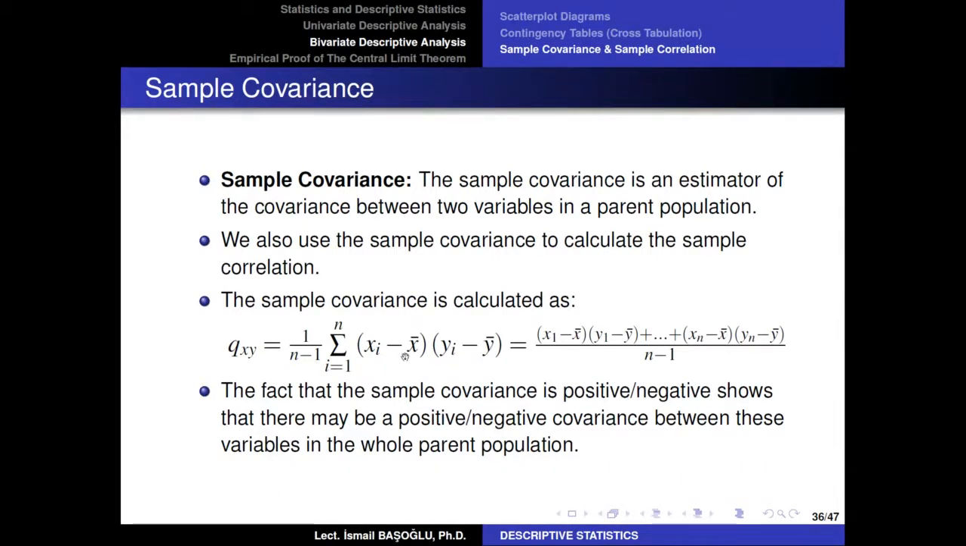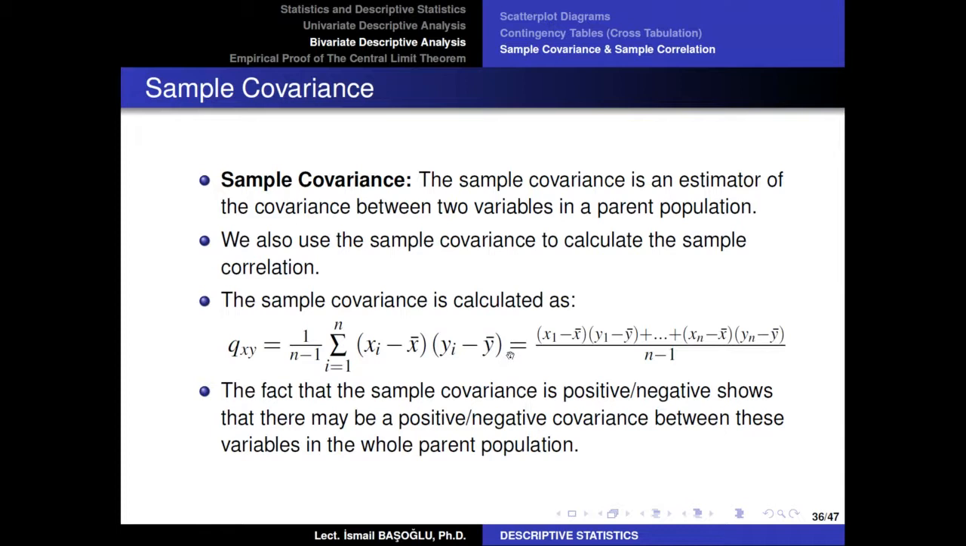Then the summation is divided by n-1, just like in the sample variance formula. Because we do not know the true means of the parent population and we are using the sample means, we need to divide this summation by n-1 in order to estimate an unbiased covariance. So this is the expanded form of the previous summation.